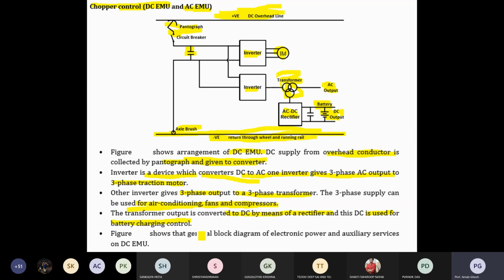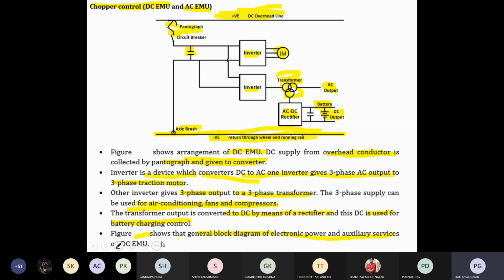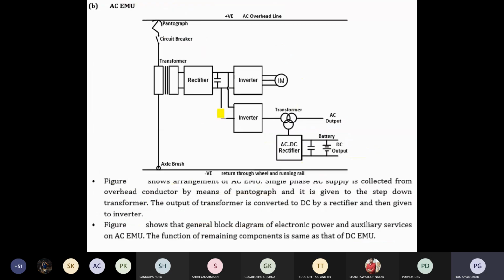Figure shows the general block diagram of electronic power and the auxiliary service of the DC EMU. Okay, so DC EMU you can understand. I hope you can understand what the basic operations are. Simple thing, there is nothing complicated, so you are able to understand. Okay, now another configuration is there.